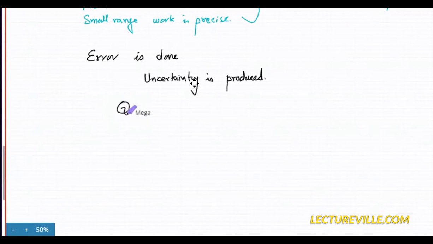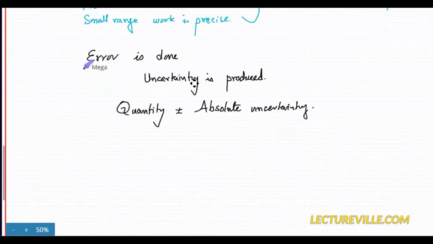We write quantity plus minus its absolute uncertainty. So it is quantity plus minus absolute uncertainty. What is absolute uncertainty?